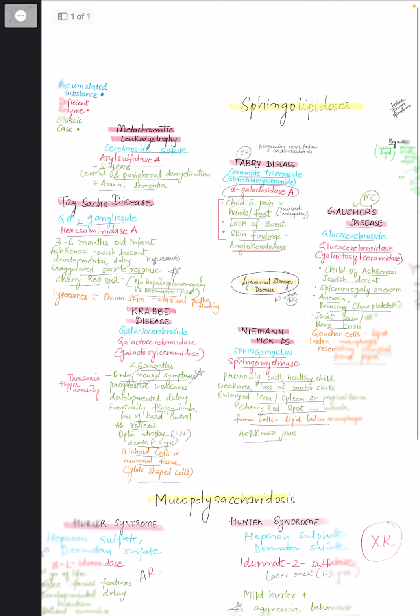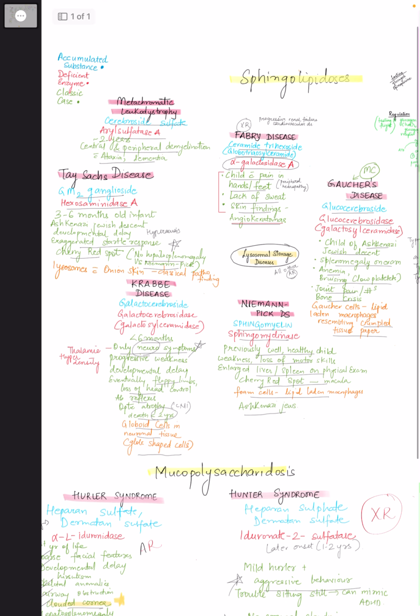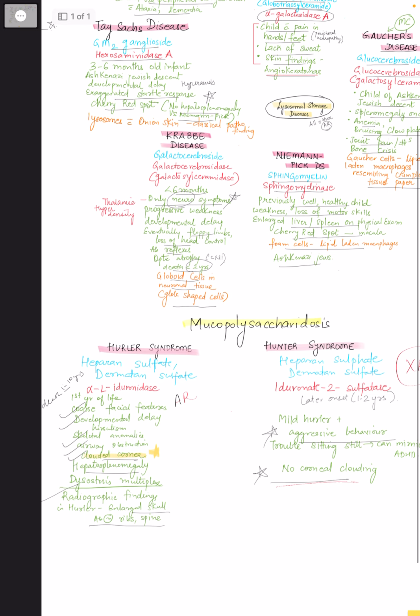The main important features which you should remember is the differentiating features between Gaucher's and Krabbe, the deficient enzyme, and the differentiating features between Niemann-Pick and Tay-Sachs about the hepatosplenomegaly, and the classical triad seen in Fabry. These are some of the most important points which are included in many MCQs. Now we should talk about mucopolysaccharidosis, in which we have Hunter and Hurler syndrome.